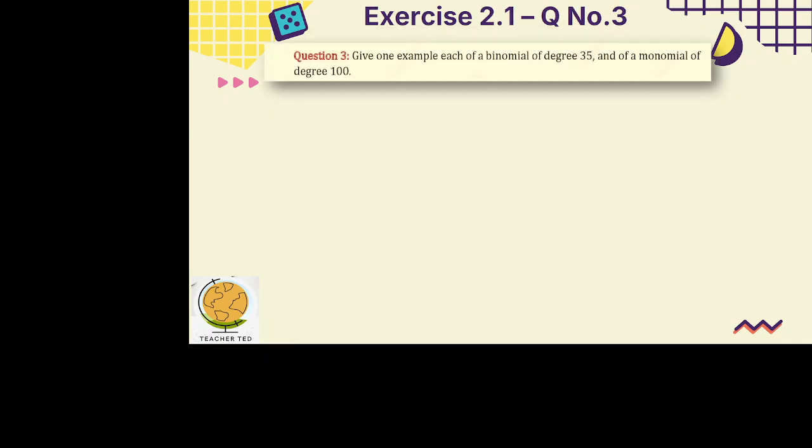Let us go with the third problem. Give an example each of a binomial of degree 35 and a monomial of degree 100. You can write n number of examples. So I can say x to the power of 35 plus 10 for the first case, because you need to write a binomial of degree 35.